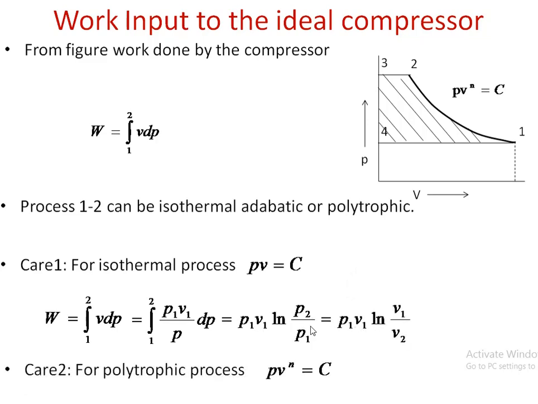The output can also be written in terms of volume. Then it becomes P1V1 log of V1 by V2. If the process is polytropic or adiabatic, then PV to the power n is equal to constant. Now let's do the integration for this.